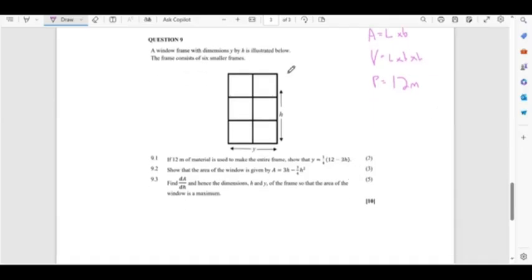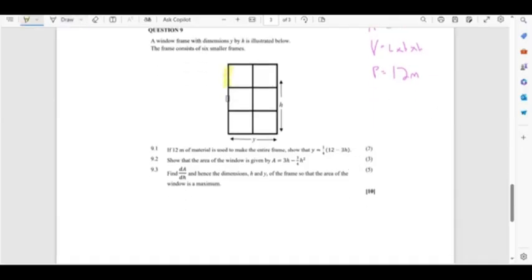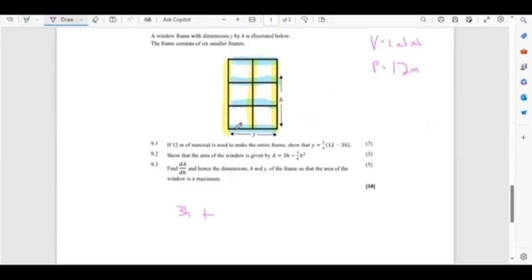Now, how many vertical poles do I have? This is the first pole, this is 1, 2, 3. These are the poles which are equal to h, so I have 3 poles equal to h. So I have 3h. Plus, how many poles are horizontal? This is the first horizontal pole, 2, 3, 4. So I have 4 horizontal poles, and remember your horizontal length is y. So plus 4y. Now they say all this is equal to 12 meters.